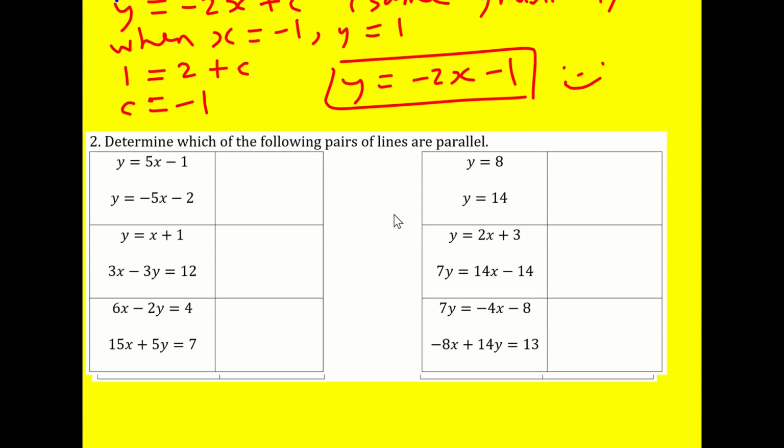Okay, what about this task? Determine which are parallel and justify why.